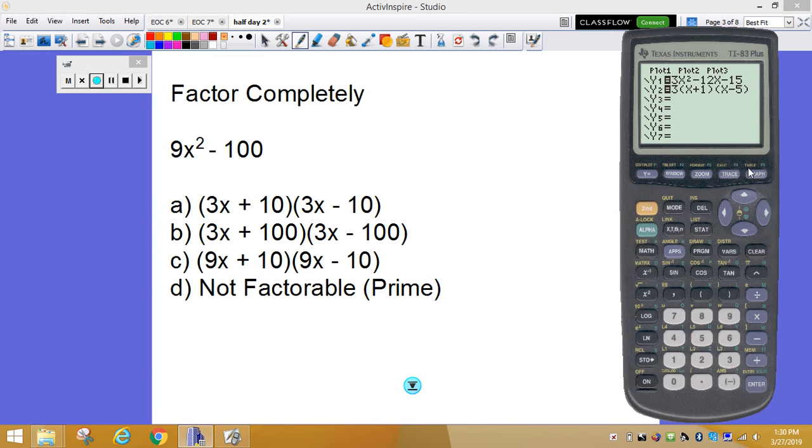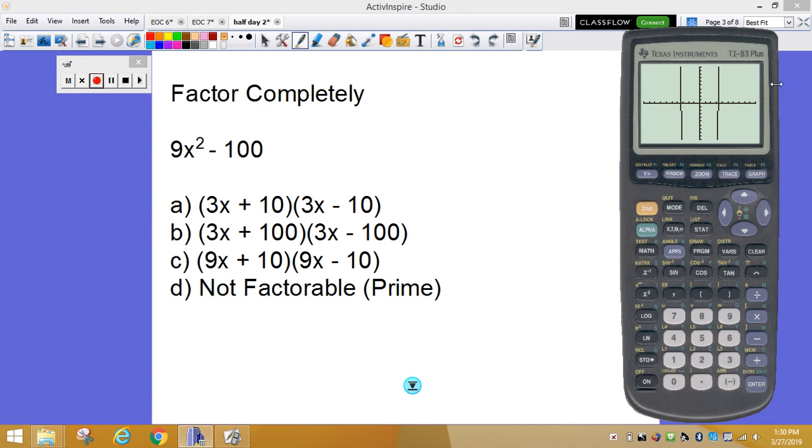Let's look at this one. I'm not going to go all the way through, but let's type it in. 9x squared minus 100. Let's graph it. So there's my graph. It definitely has an answer, so I would start typing them in.